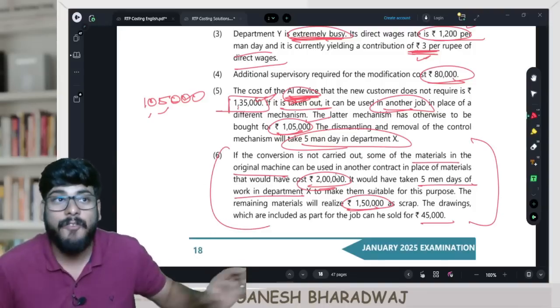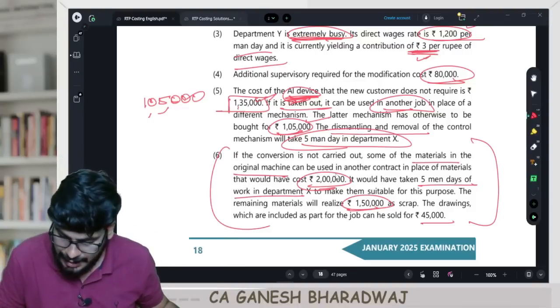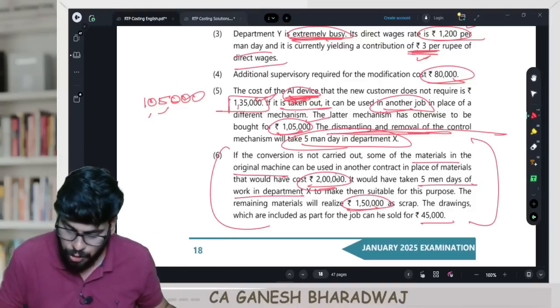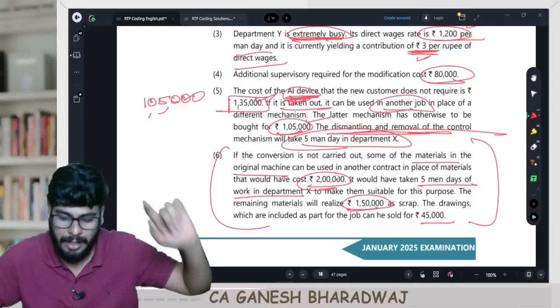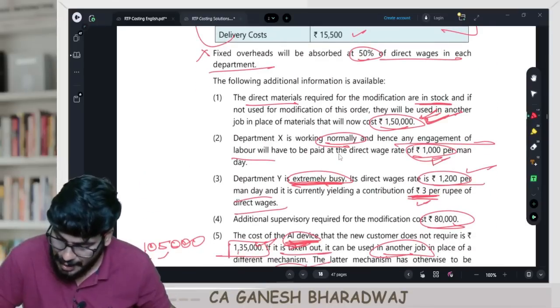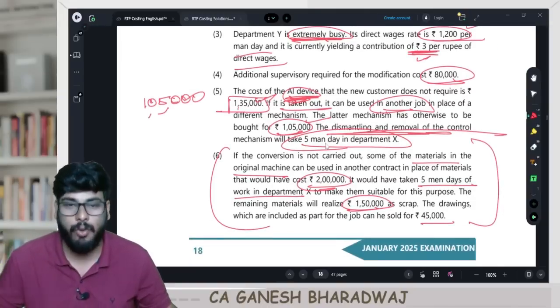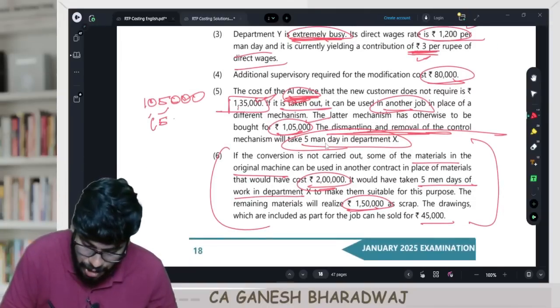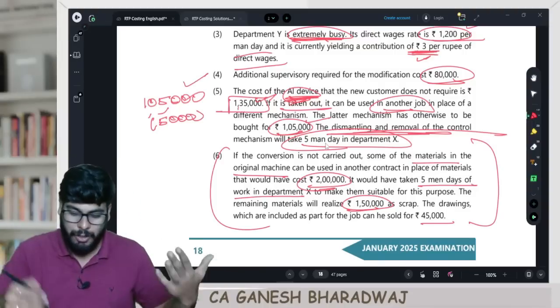But wait, for me to remove this, I will be incurring some cost, that is what they are saying. The dismantling and removal of control mechanism will take 5 man days in department X. So department X, what they are saying, every man day will cost me how much? 1000 rupees. So 5 into 1000, I will be incurring how much? 5000 rupees. So for me to get the benefit of 1,05,000, I need to spend 5000.